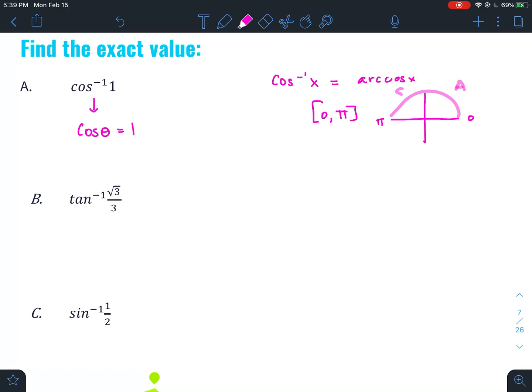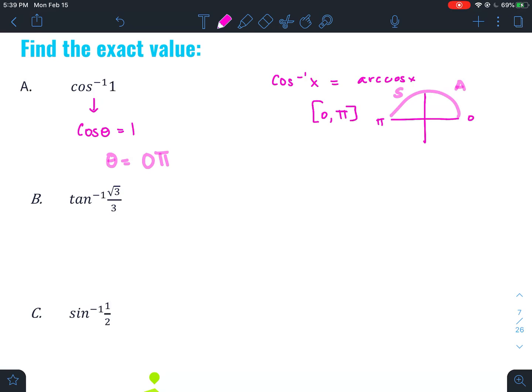So if it's positive, you're in the first quadrant. If it's negative, you're in the second quadrant. So we want cosine to be 1. Well, cosine has a value of 1 at 0 degrees or 0 pi. So cosine is 1 at 0 or 0 pi. And that is just from the table.